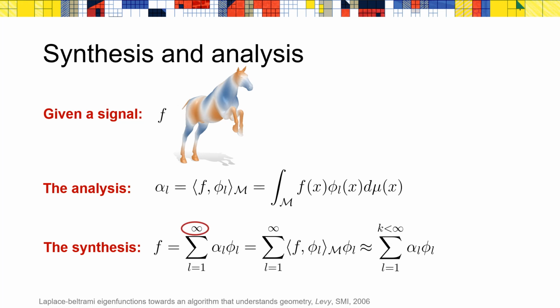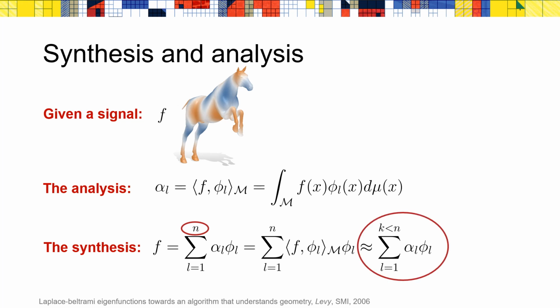and usually only a subset of eigenfunctions is used to approximate the signal. In the discrete setting, the number of eigenfunctions is equal to the number of vertices of the mesh, and also in this case, in real applications, only a truncated subset of the first k, smaller than n, eigenfunctions is used.